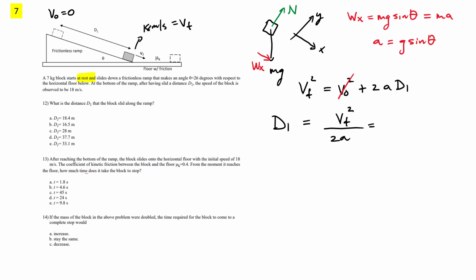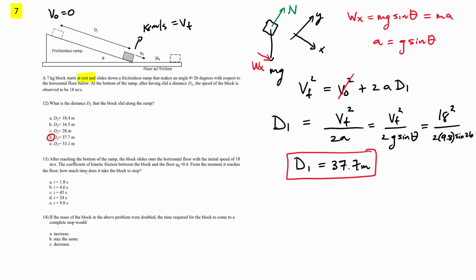So now we substitute. We're going to have v final squared, and my acceleration is g sine of theta. So we put in our numbers now. We get 18 squared over 2 times 9.8 times sine of 26 degrees. All right, I get a value of d1 that should be something like 37.7 meters. That looks like choice D to me, the best choice.